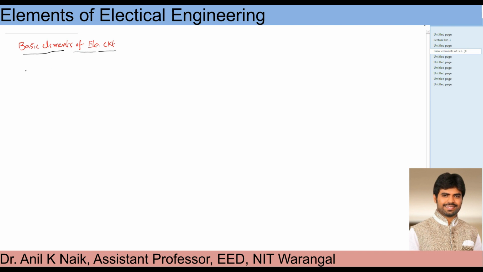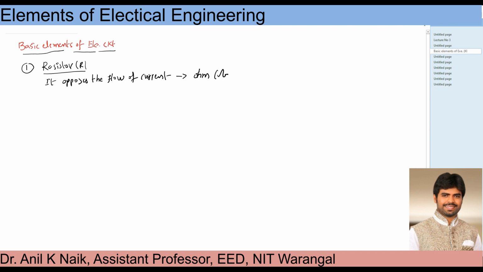The first basic element of an electrical circuit is the resistor. How will you define what is meant by a resistor? The definition of the resistor: it is the property that opposes the flow of electrons or the flow of current. It is the property of resistance. It opposes the flow of electrons or flow of current, and it is measured in ohms.